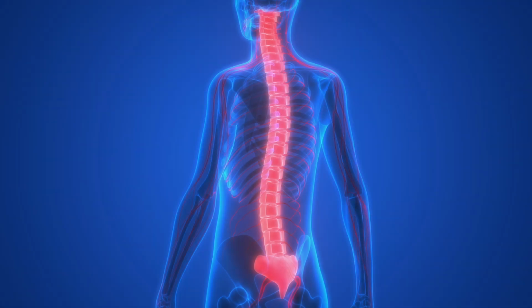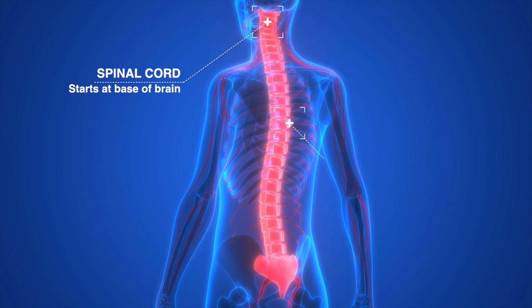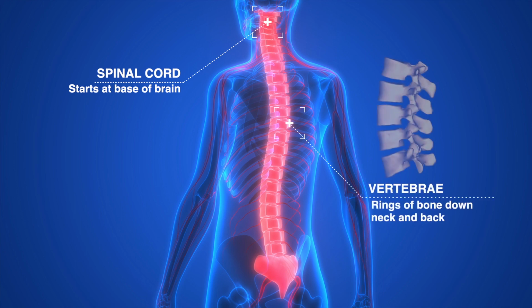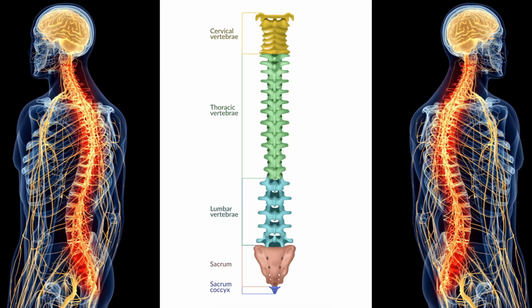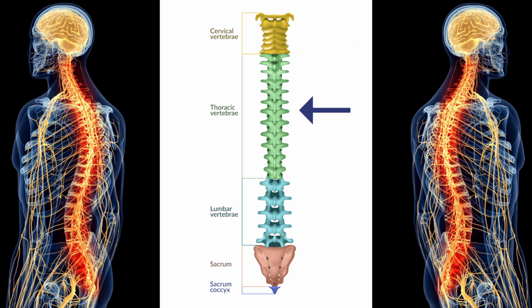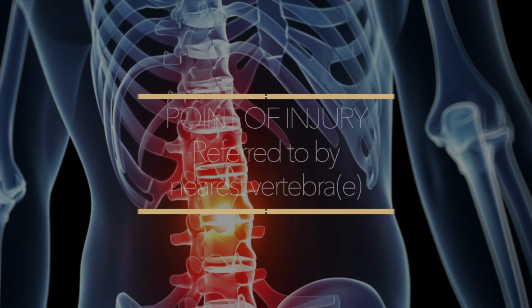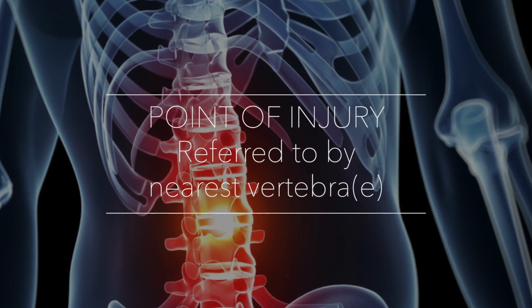A spinal cord starts at the base of your brain and runs through rings of bone called vertebrae, down your neck and back. The vertebrae are numbered in 4 grouped sections based on their location. You have your cervical, thoracic, lumbar, and sacral. The spot where the spinal cord injury occurs is referred to by the nearest vertebrae.